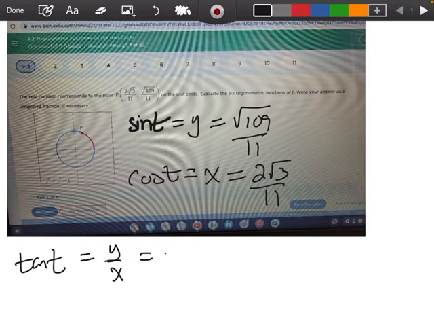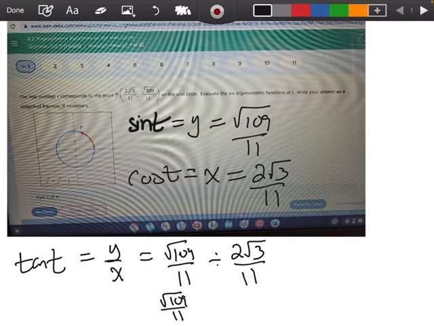So this is going to be the square root of 109 over 11 divided by 2 square roots of 3 over 11. So this is the square root of 109 over 11 times 11 over 2 square roots of 3. So those 11s are going to cancel. So now I have the square root of 109 over 2 square roots of 3.